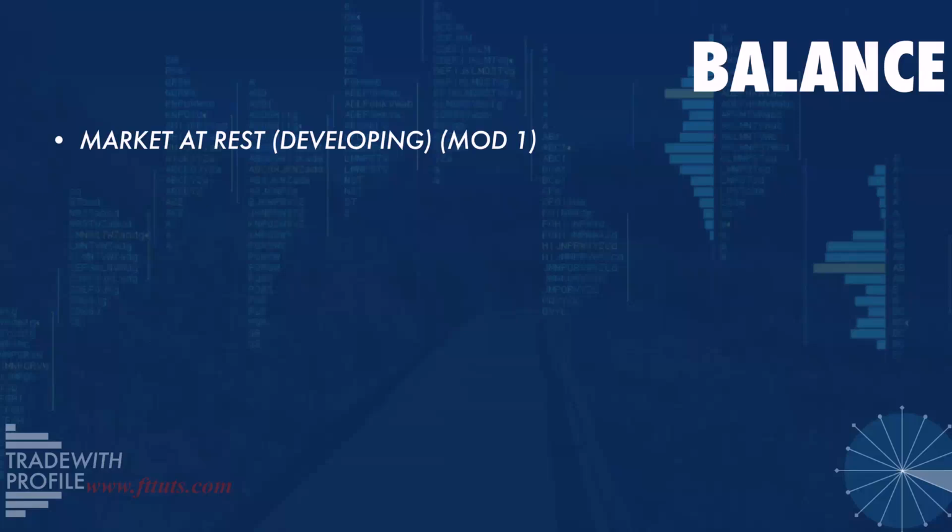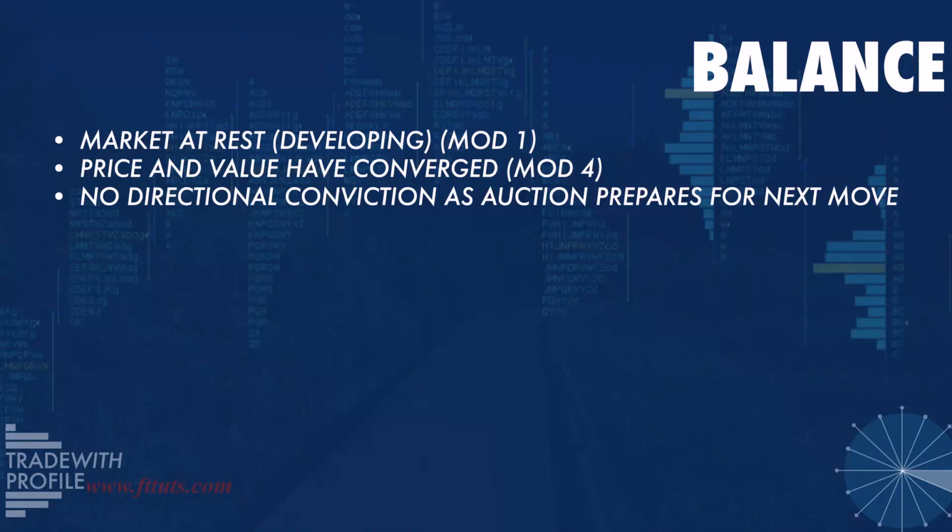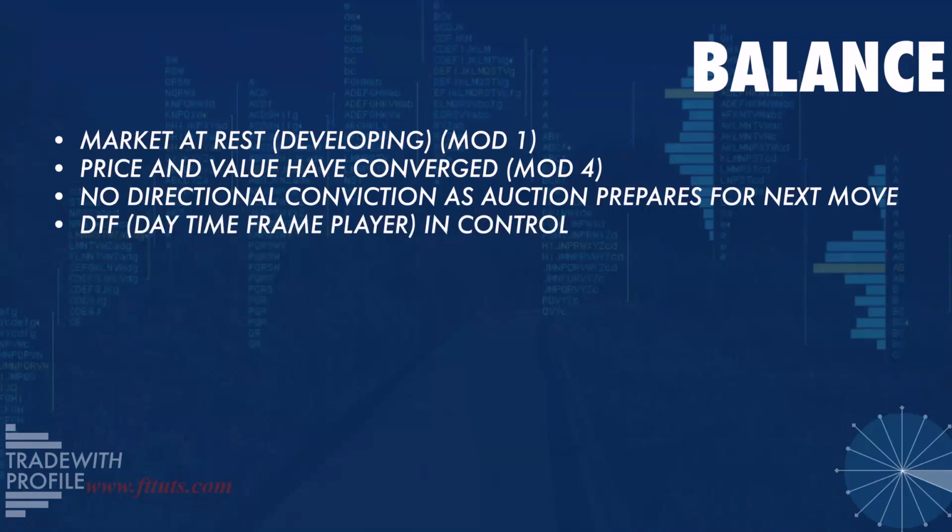First, it's a market at rest where it's developing. From module 1, we talk about developing or distributing behavior. This developing phase is balance. It's where price and value have converged. It's a period in the auction where there's no directional conviction as the auction is preparing for its next move. And it's in this environment that we call the day time frame traders in control, meaning we're not going to get really big moves.